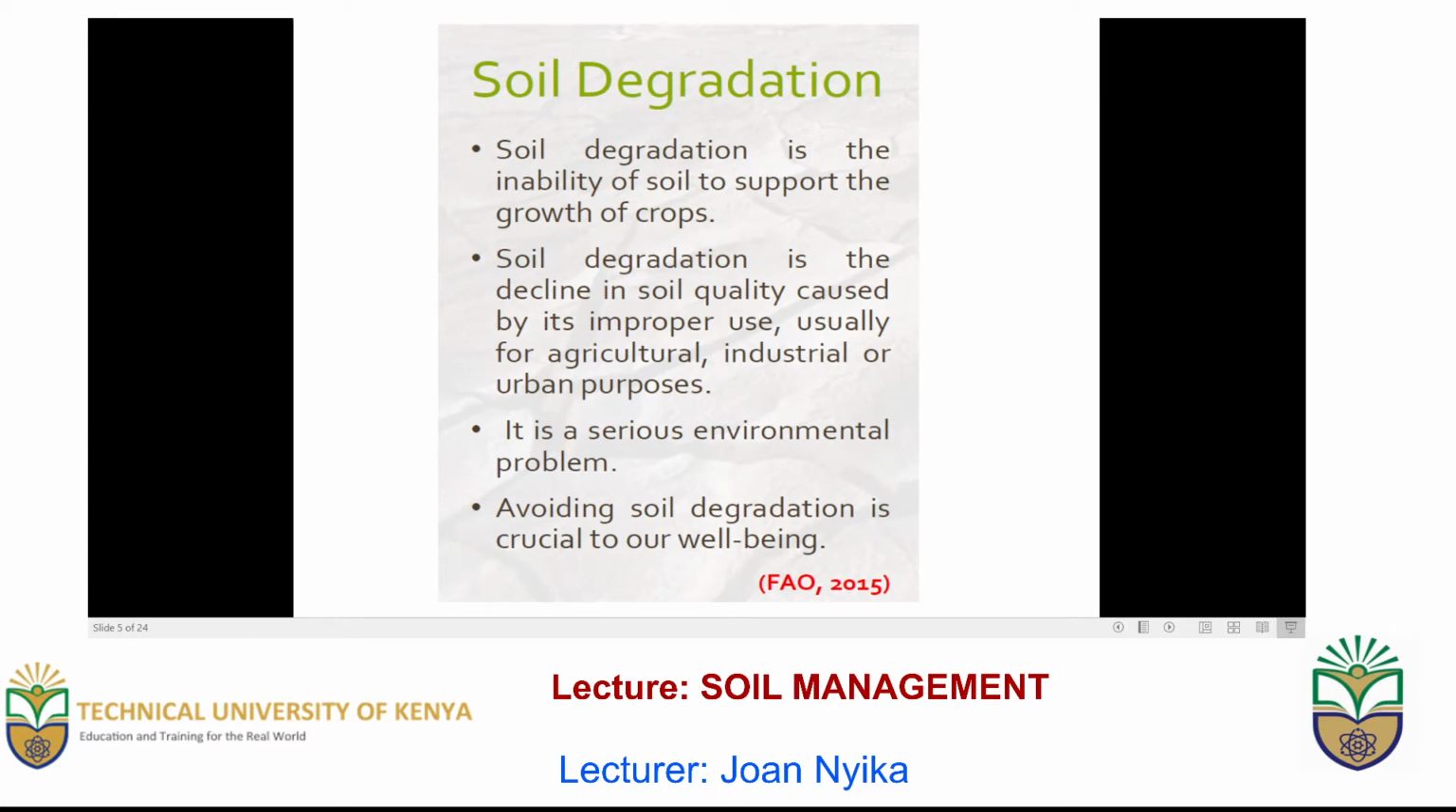So, what is soil degradation? It is the inability of soil to support the growth of plants. Look, we are only talking about soil, no other part of the ecosystem, only the soil. Soil degradation is the inability of the soil to support the growth of crops. It is usually a result of a decline in the quality of the soil, as a result of various causes. Some of these could be either human or natural causes, as we will see later in this class.